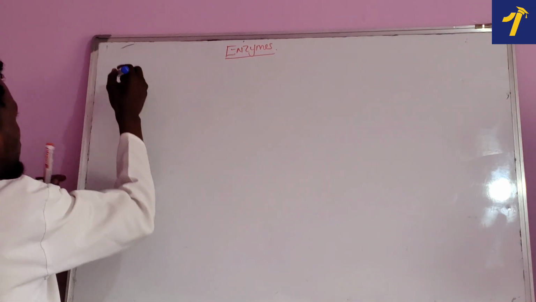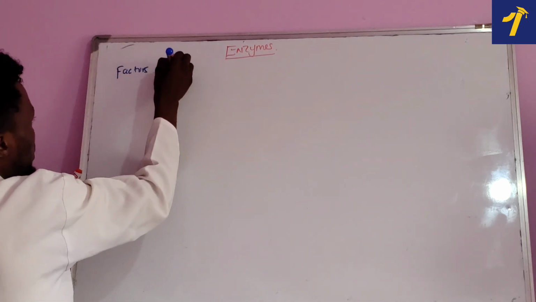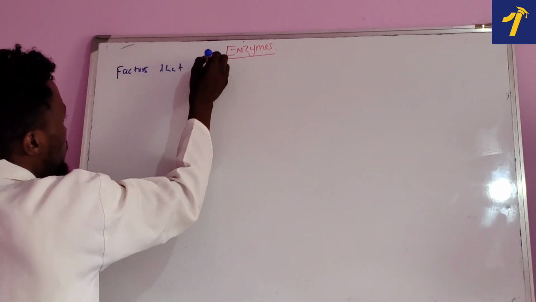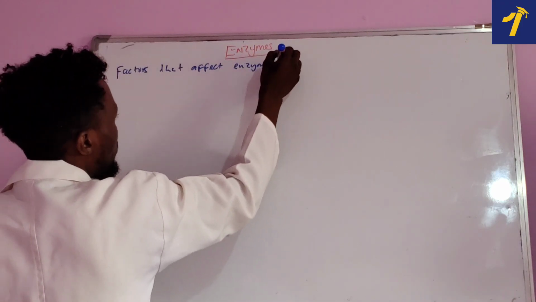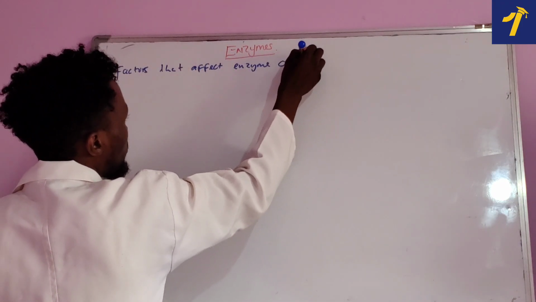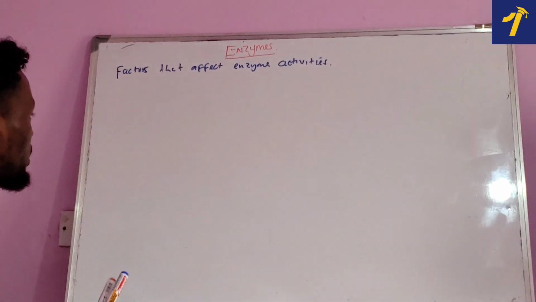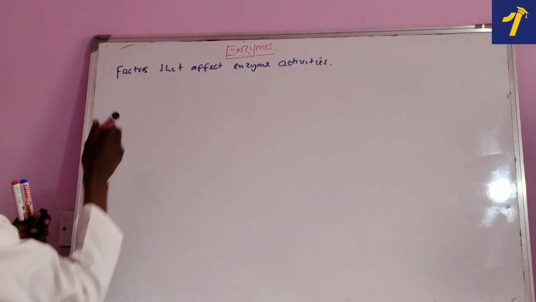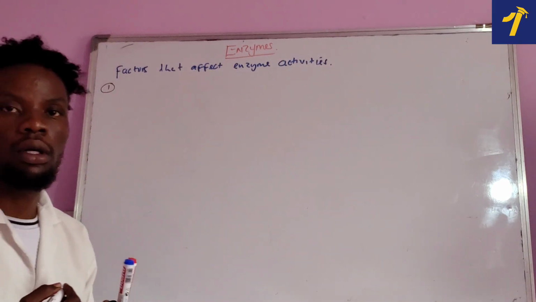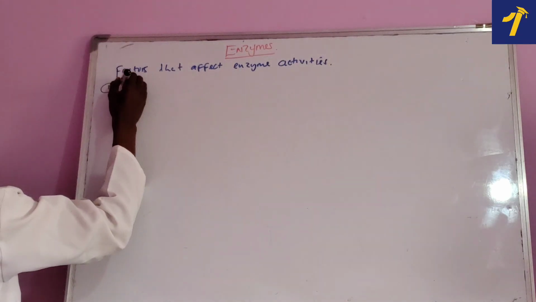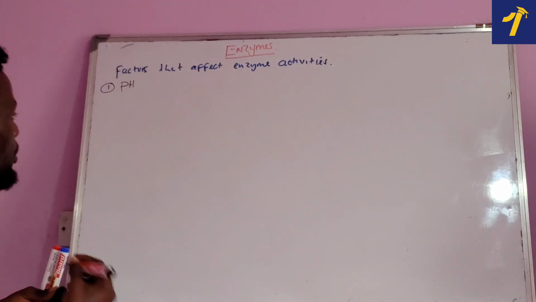So we're talking about factors that affect enzyme activities. What is the first factor? The first factor is what we call pH. Okay, so let's talk about pH. The first factor is what we call pH.